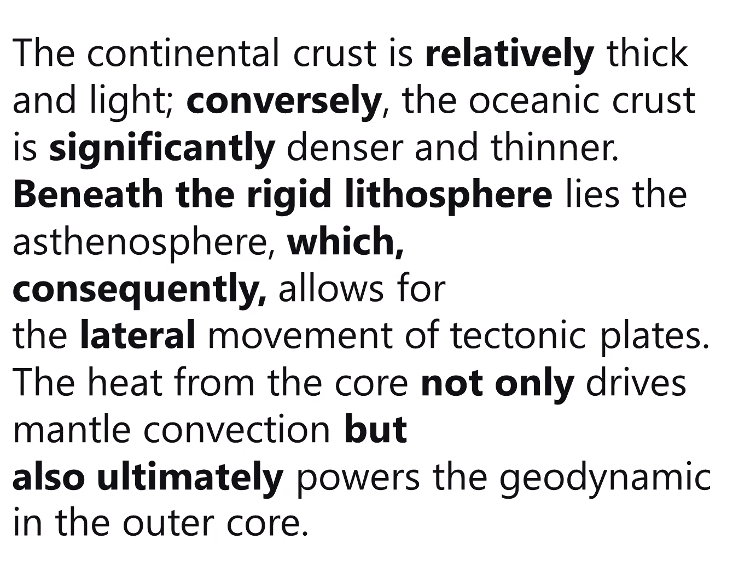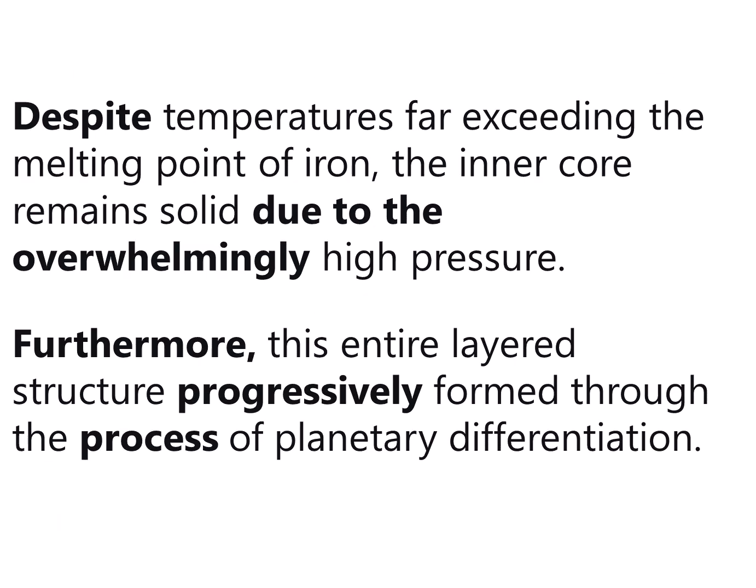The heat from the core not only drives mantle convection, but also ultimately powers the geodynamo in the outer core. Despite temperatures far exceeding the melting point of iron, the inner core remains solid due to the overwhelmingly high pressure. Furthermore, this entire layered structure progressively formed through the process of planetary differentiation.